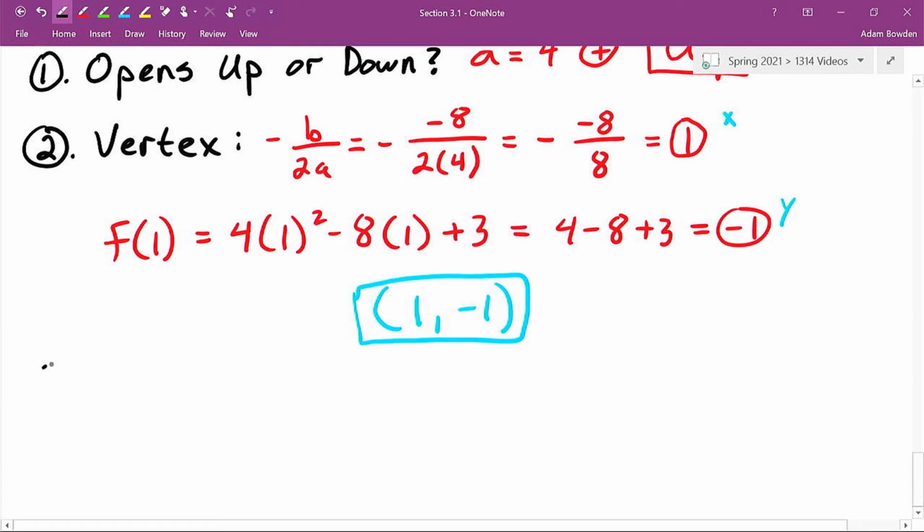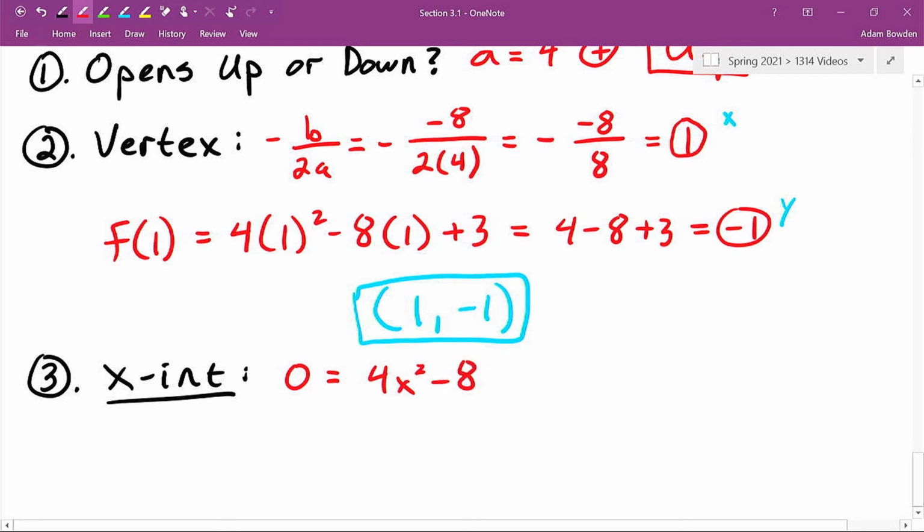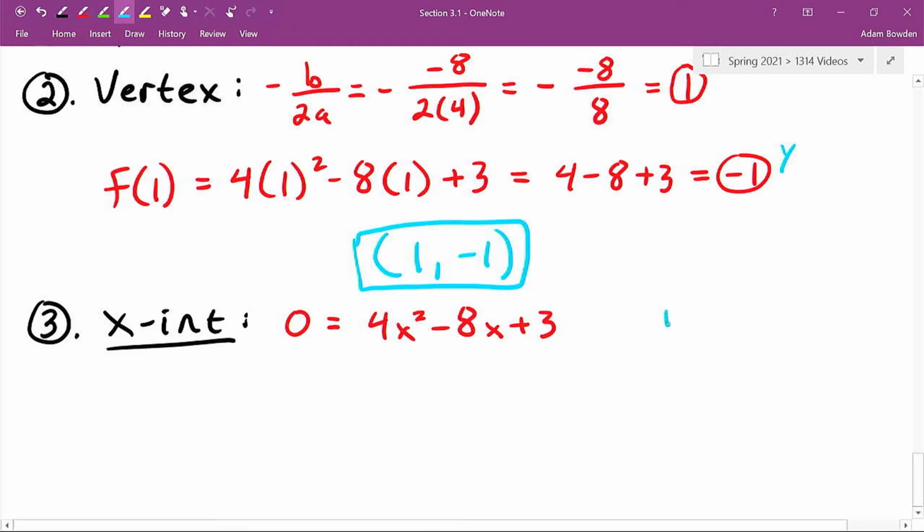Following the same steps as before, we figure out if it opens up or down, the vertex, and then we find the x-intercepts. We're finding the x-intercepts again by setting the whole thing equal to 0 and solving for x. So 0 equals 4x squared minus 8x plus 3. There are two ways we can solve this type of equation. One of them is by factoring, and that's generally our first choice if it's possible. Another way is by using the quadratic formula.